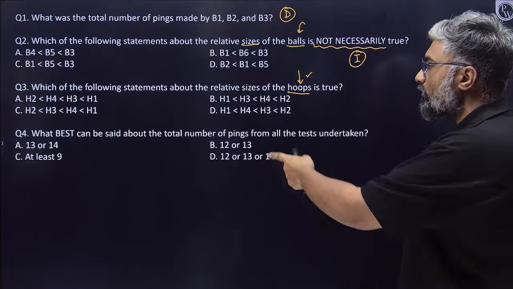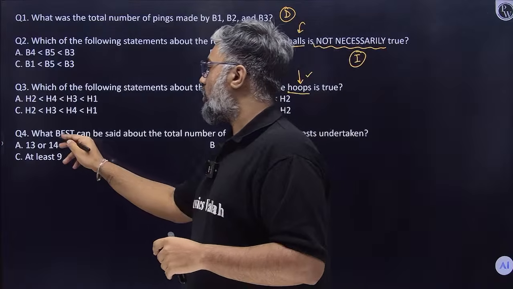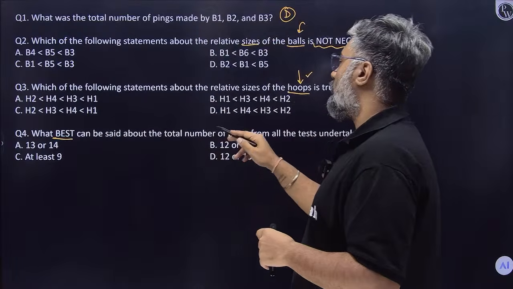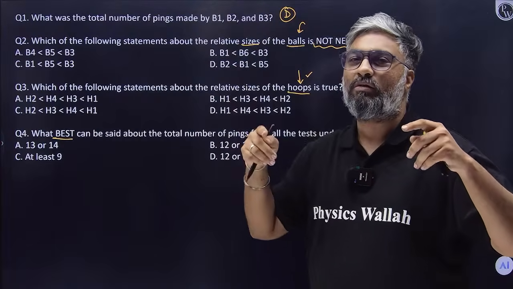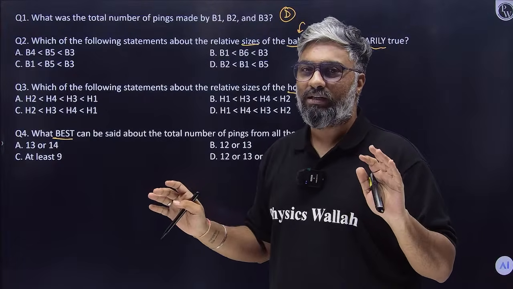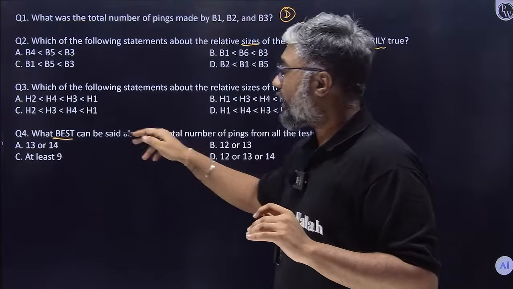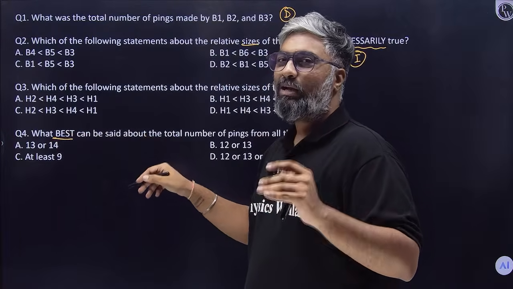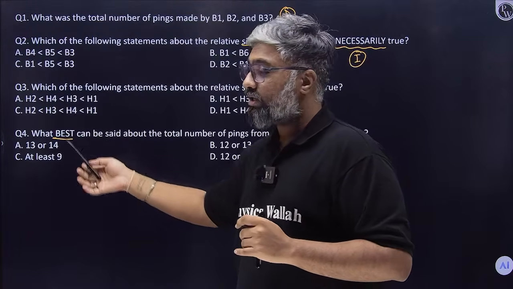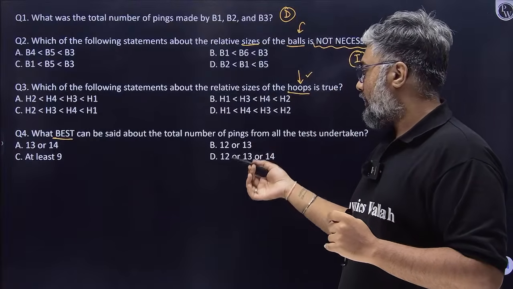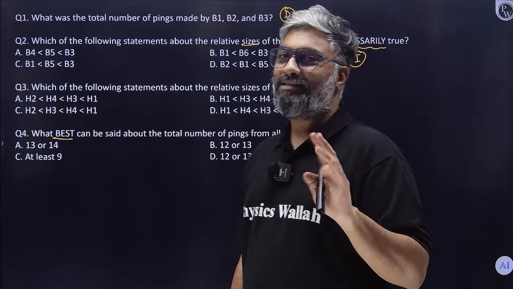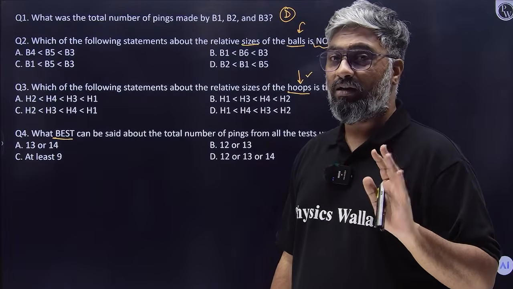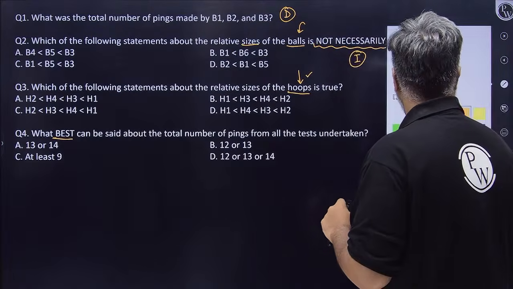Okay. The last question again asks: what best can be said about the total number of pings from all the tests undertaken? Total number of pings, or total number of ticks if you're using the tick and cross method, the cross hatching method. So again, what best can be said? And look at the options also: 13 or 14, 12 or 13, 12 or 13 or 14, and at least 9. Now this is giving us very weird vibes, right? So we know this is a red flag option.